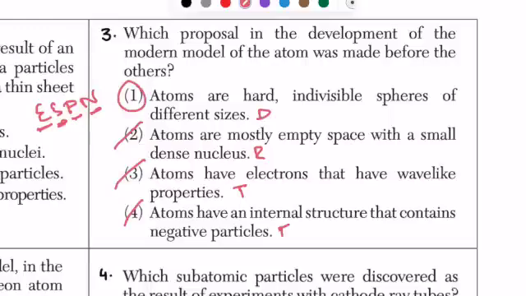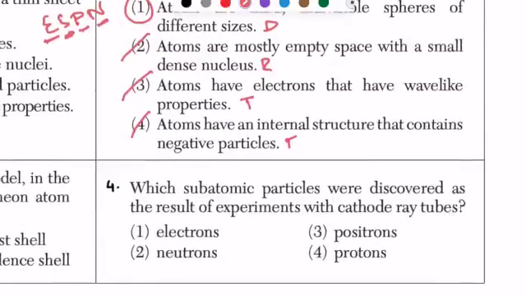Then for number 4, which subatomic particles were discovered as a result of experiments with cathode ray tubes? This experiment was done by J.J. Thomson, and after the cathode ray tube experiments, the subatomic particle that was discovered was the electron.